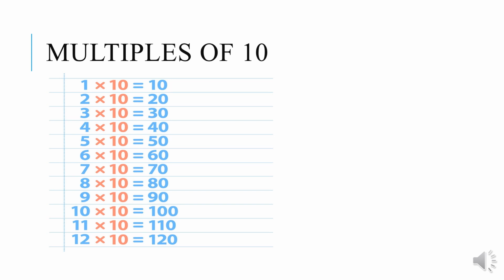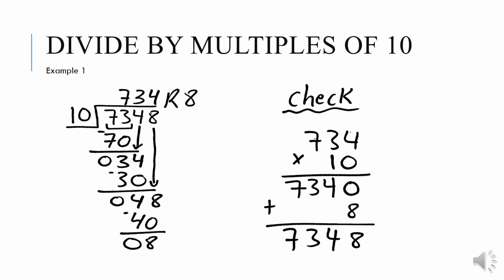Multiples of 10. The numbers found in the multiplication table of 10 are multiples of 10. The answer of 1 times 10 is a multiple of 10, so 10 is a multiple of 10. 2 times 10 is 20, 20 is a multiple of 10. 3 times 10 is 30, 30 is a multiple of 10. 40, 50, 60, 70, 80, 90, 100, 110, 120, and the list goes on. 13 times 10 equals 130, 130 is a multiple of 10.